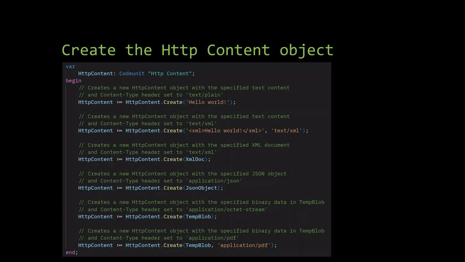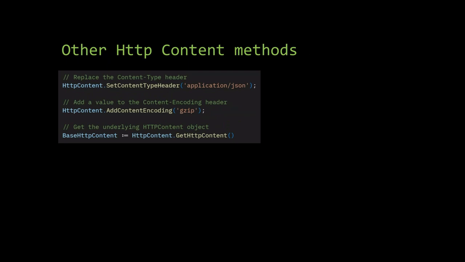So with this, we have a very easy way to create the HTTP content and set the content type header to the correct value, which I think covers 99% of the cases that you are using the HTTP content for. But if you have some other scenarios, you be my guest, you can set the content type header with a special call if you want to. And if you want to set the content encoding, you can do that as well.